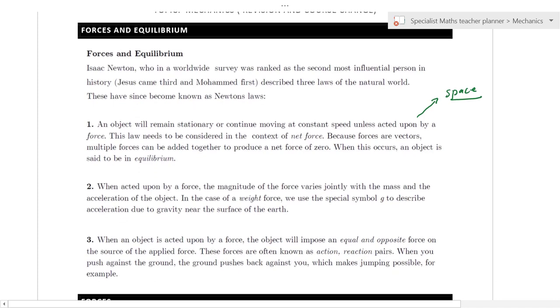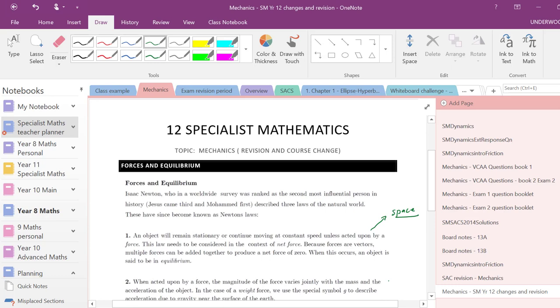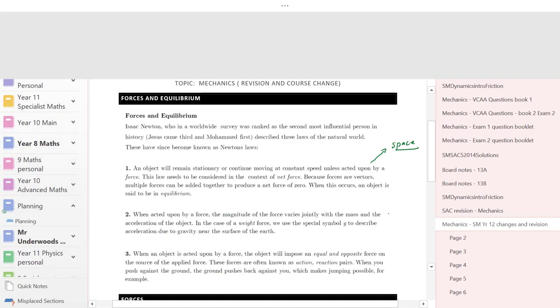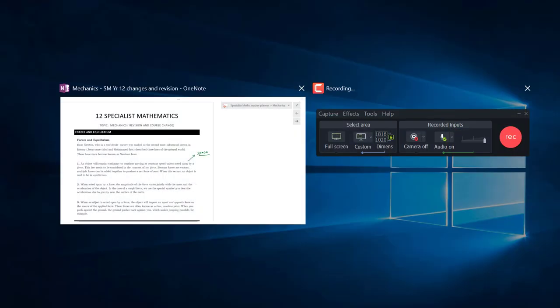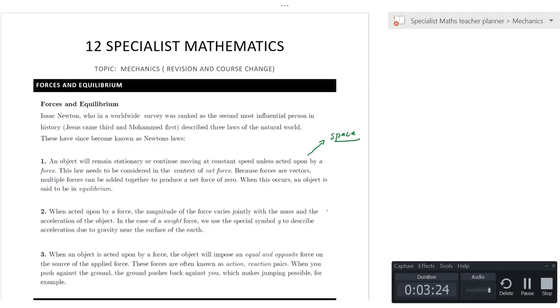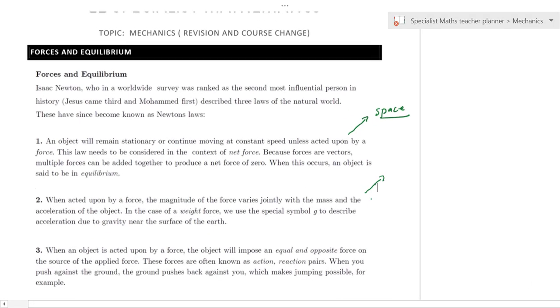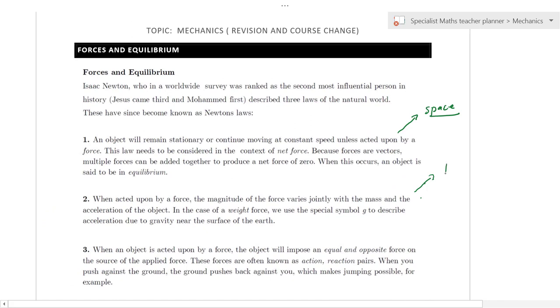Now, Newton's second law. When acted upon by a force, the magnitude of the force varies jointly with the mass and the acceleration of the object. So if I have a look up here, and for some reason I've got a little bit of an issue with my pen here. Okay, so just 1 second, I've just got to pause this. Okay, my pen's playing up a little bit. So just think about this as force equals ma.